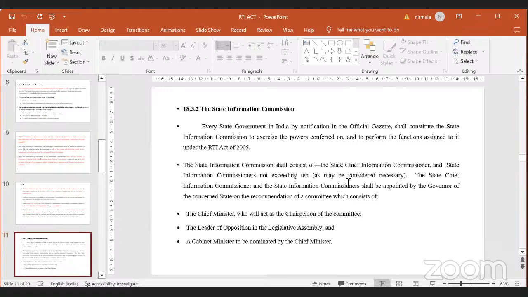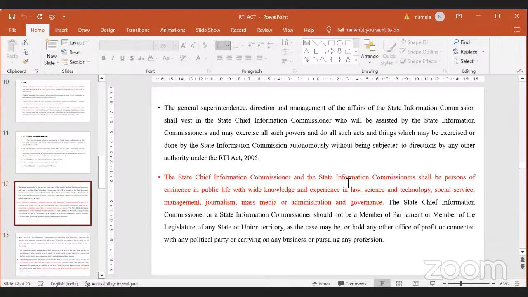And here, based on the provisions of the Right to Information Act of 2005, the direction and management of the affairs of the State Information Commission is vested with the State Chief Information Commissioner, who will be assisted by the State Information Commissioners in discharging the functions of the State Information Commission under the provisions of the Right to Information Act. The State Chief Information Commissioner and the State Information Commissioners will hold office for a term of 5 years or till they attain the age of 65 years.